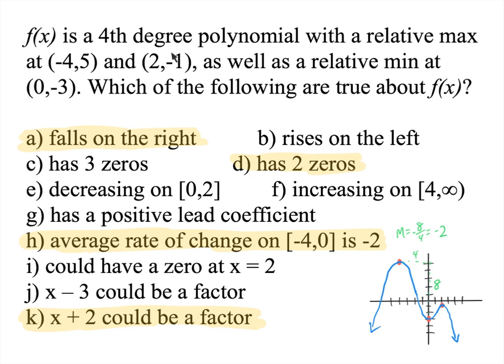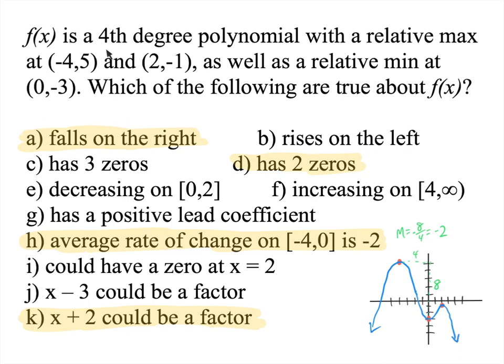I do know that this max is at negative 4, 5. So I know at negative 4, 5 I have a max like that. Also at 2, negative 1 I also have a max. So I should have that shape at both of those. And 0, negative 3 is a min, so I know I have that shape here. And when I connect the dots, I get this shape.